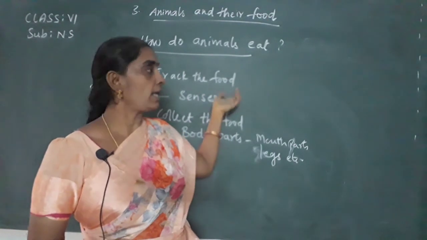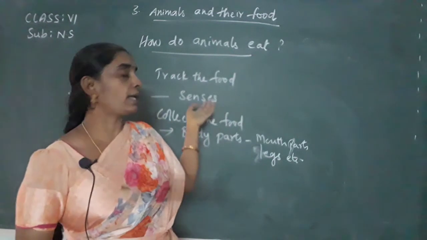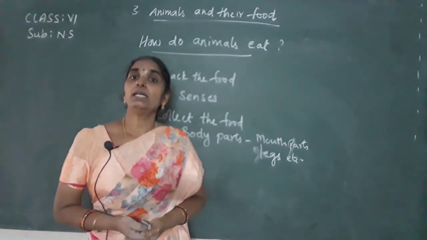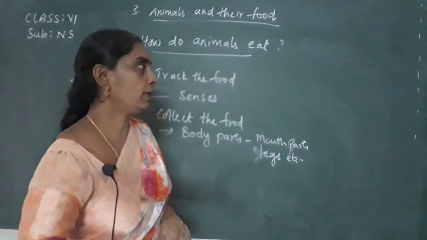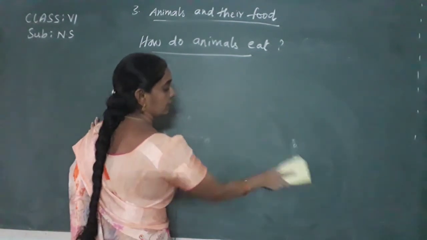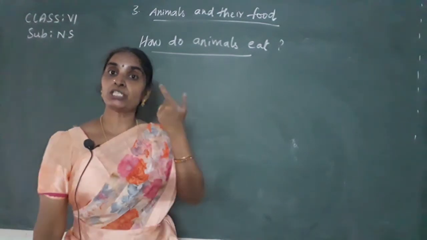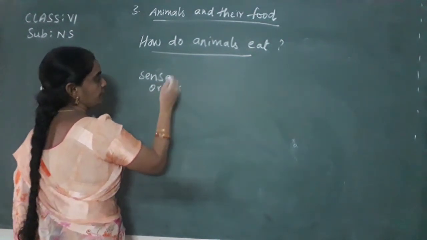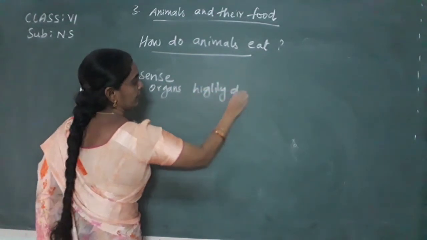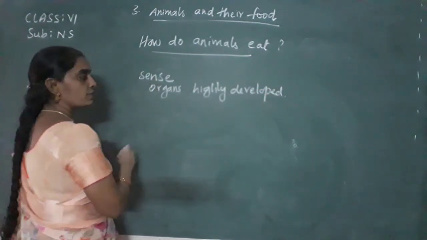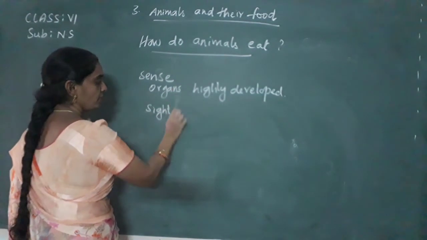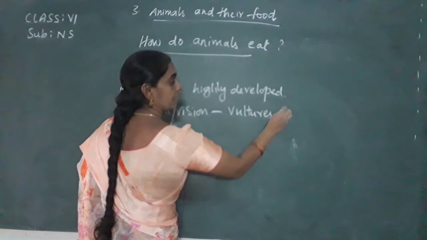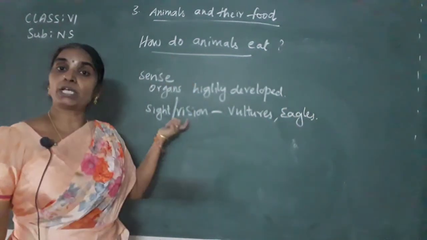In some animals, the sense of smell is highly developed. In some other animals, the eyes are highly developed. In some others, hearing capacity is very much developed. If you see, bats have a high hearing capacity. And if you see vultures or eagles, for them vision is highly developed. So which sense organs are highly developed in different animals? Now I am going to tell you. The sense of sight or vision, you can say about the vultures and eagles. In these birds, the sense of vision is highly developed.